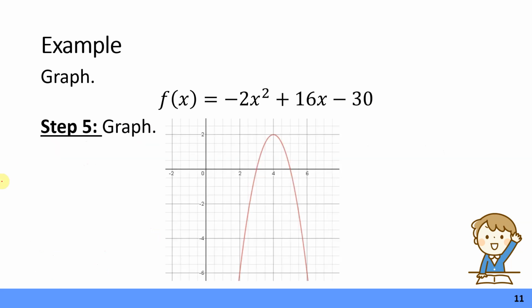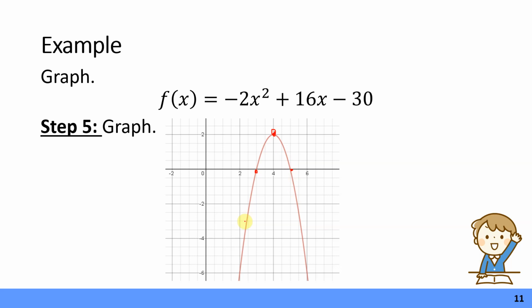So for step 5, all we have to do is just plot everything we know. If you look back on your notes, we found out that the vertex was (4, 2), which is right here. We also found 2 x-intercepts, one of them at 3, which is right here, and another one at 5. And then, of course, we just connect.